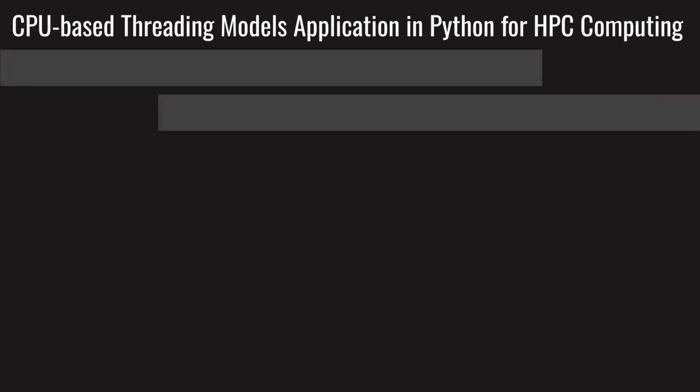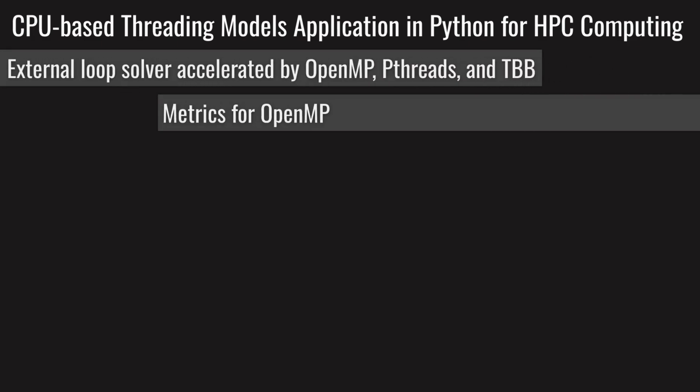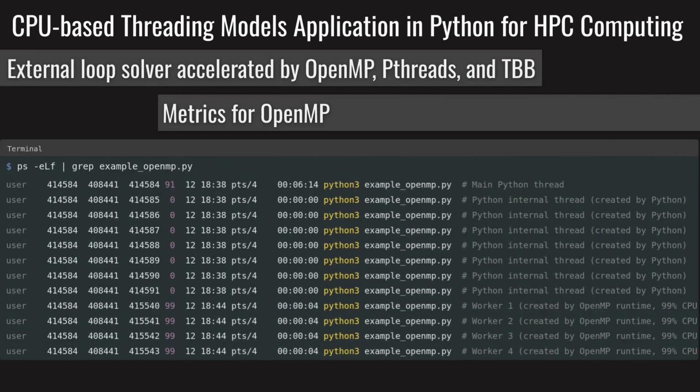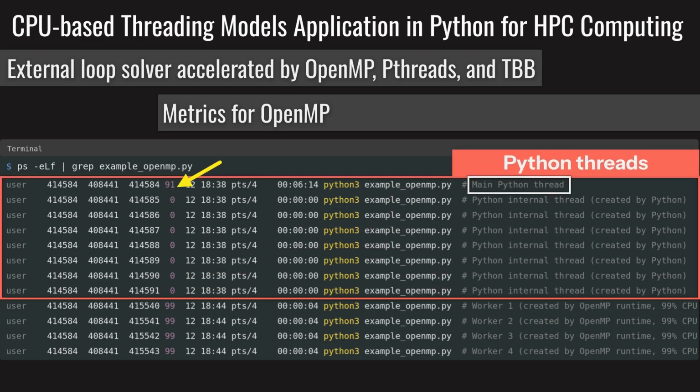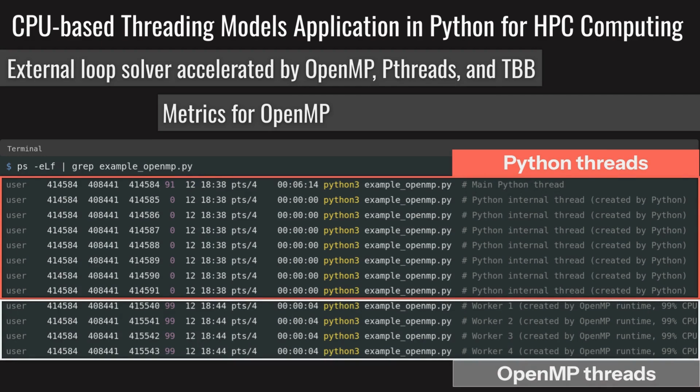The following metrics show the parallel execution of a loop solver written in Fortran 2003, compiled with gfortran and linked against the OpenMP library. The data shown has a very specific pattern. There is one main Python thread with high CPU load, waiting for workers to complete and controlling the execution of 7 internal threads. Those are global interpreter lock threads, serially executed, no parallel execution there, and 4 parallel worker threads created by the external pthreads library actively computing.